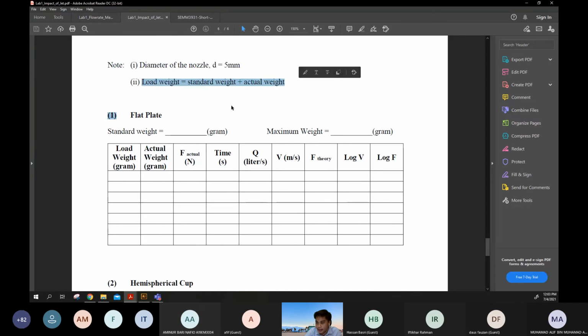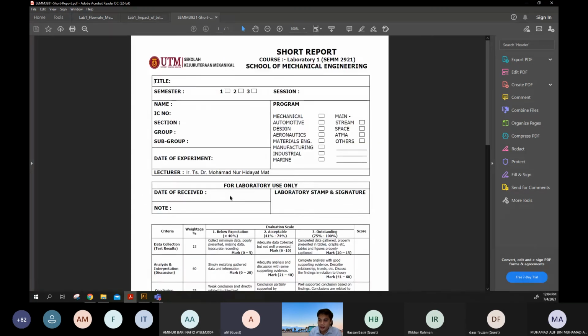Based on this. Okay. Any other question so far? Saya nak tanya, in the report later, kita patut start dari mana? Like directly terus pergi results? Okay, that is a good question. Now we proceed to the short report format.